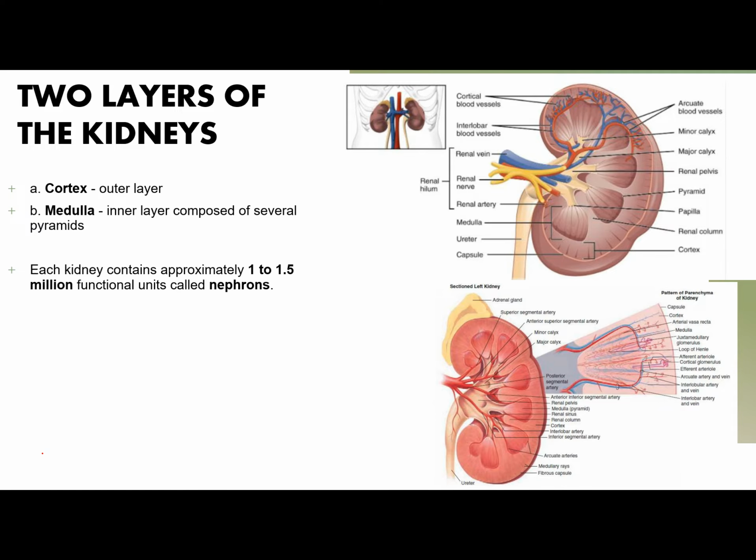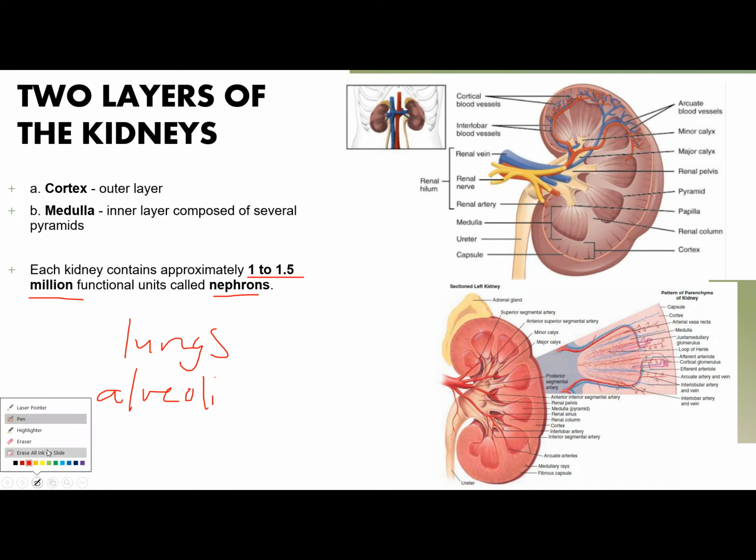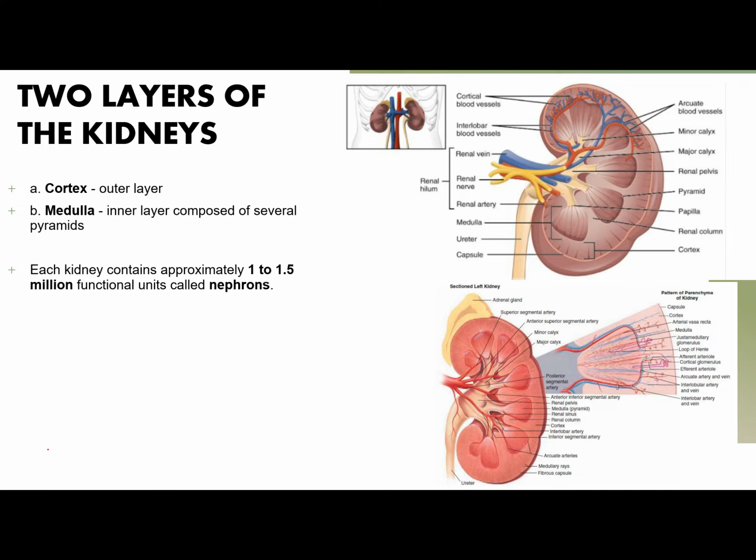And then each kidney, class, would contain approximately 1 to 1.5 million functional units called nephrons. So in your lungs, the functional units are the alveoli. For the kidneys, the functional units are the nephrons. Nephrons, class, are the functional units and they number approximately 1 to 1.5 million. That's how many they are, class.